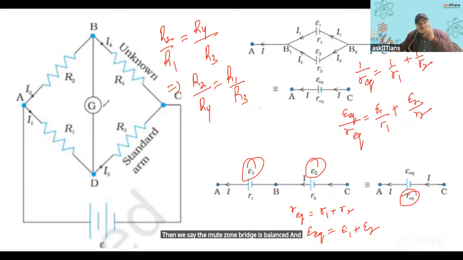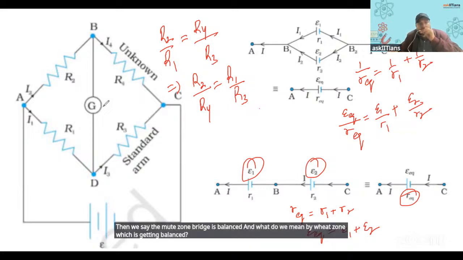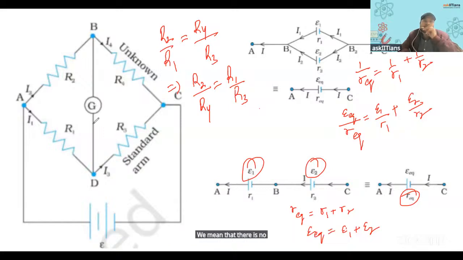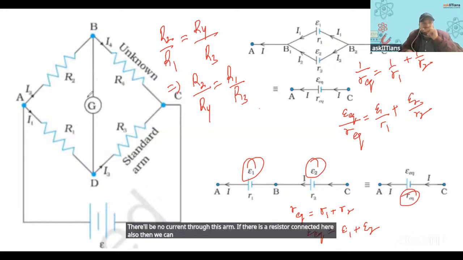And what do we mean by the Wheatstone bridge getting balanced? We mean that there is no current through this galvanometer then. There will be no current through this arm. If there is a resistor connected here also, then we can remove that resistor. So this is the main concept of it.